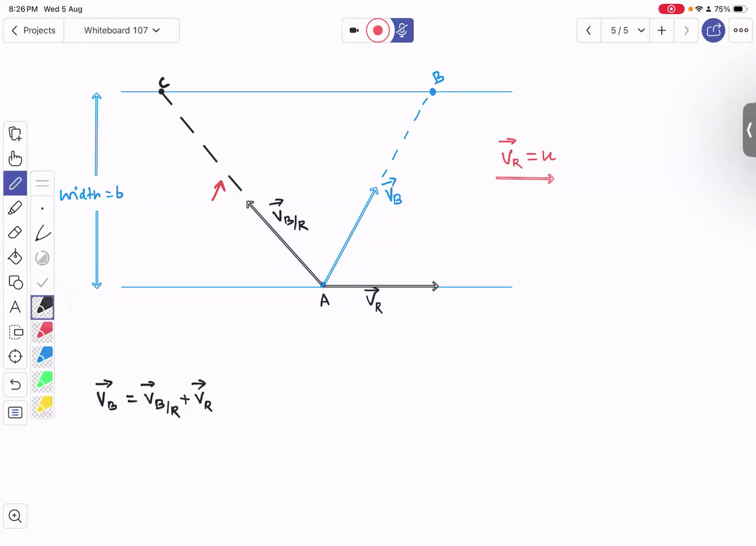Now, if someone is observing the boat from the ground frame, he will find the boat having velocity VB, and that velocity VB is along the line AB. So AB is the path seen with respect to the ground frame. And that is the actual path, no? The one that we want to find, the one in which we are interested.